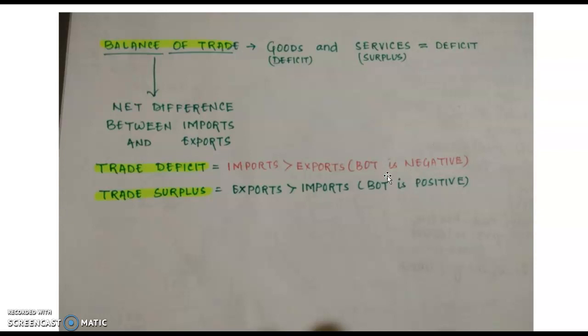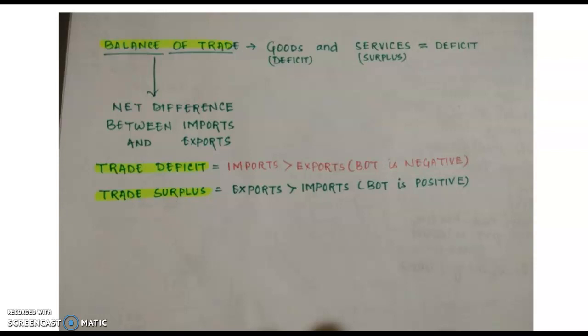When I say that balance of trade is negative, that means we are importing more than our export. That means we are in trade deficit. And when I say that balance of trade is positive, that means we are exporting more than our import. We are receiving more foreign exchange than we are paying, right? So we have trade surplus.